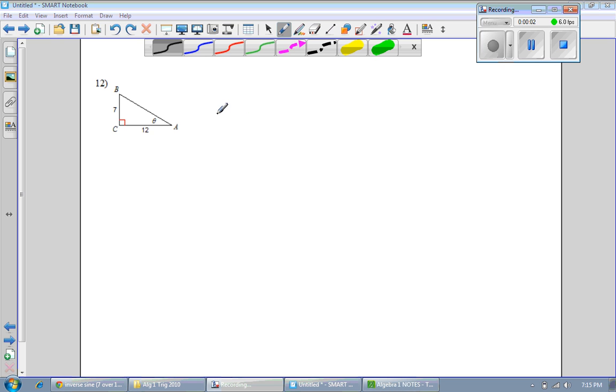Trig day 3. What do we want to know? We want to know this missing angle. We're given two sides. This question is not asking us for the third side, although we can certainly find it if we wanted to. We just want to know what this angle is here. What would you guess that angle would have to be?